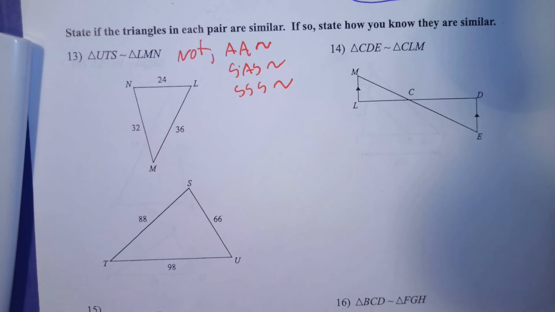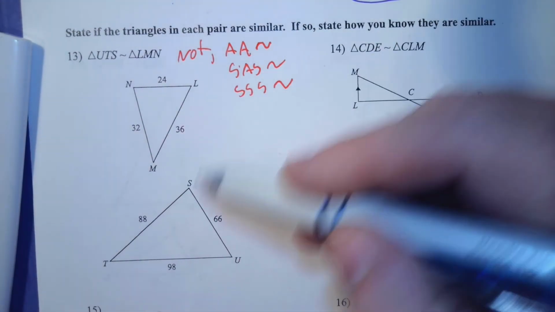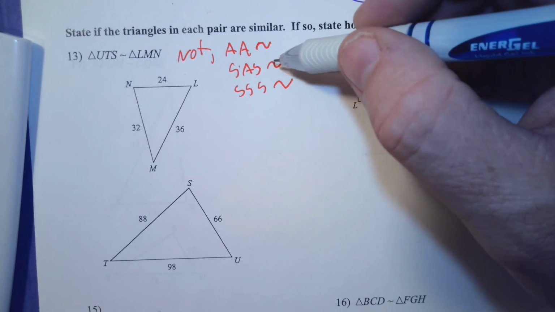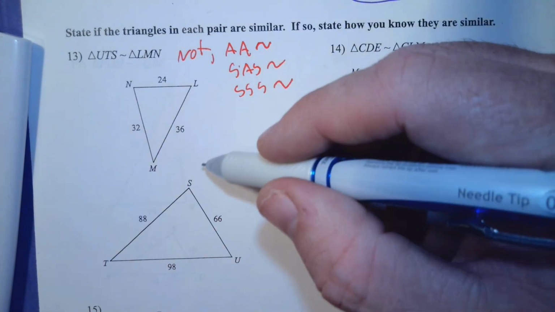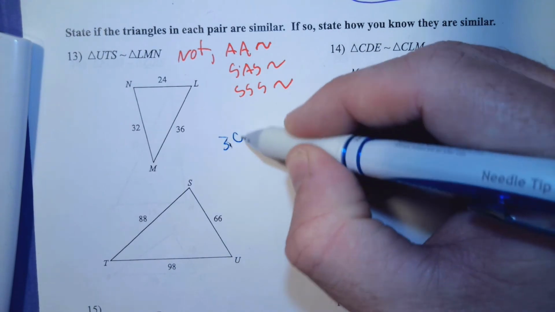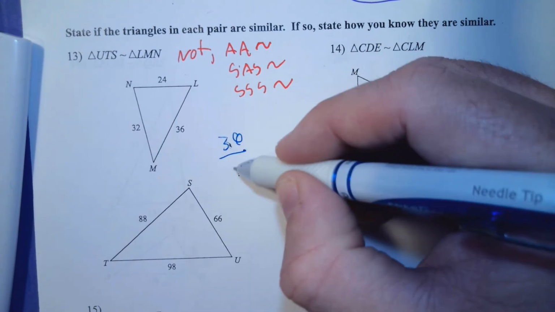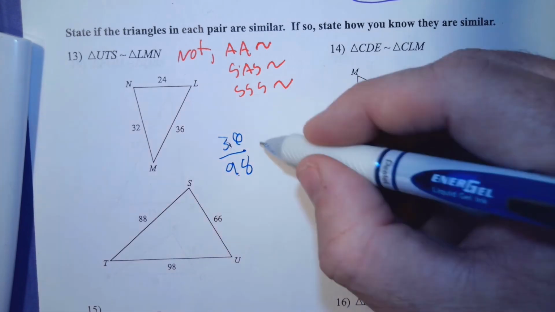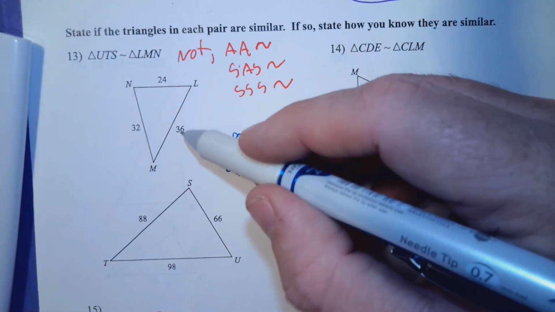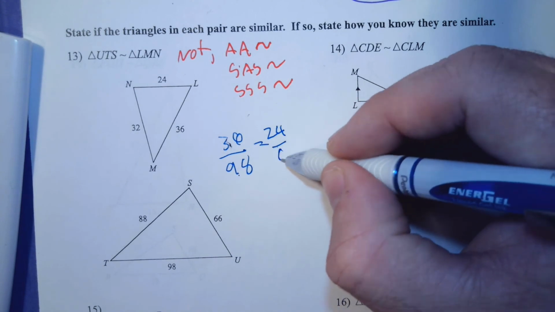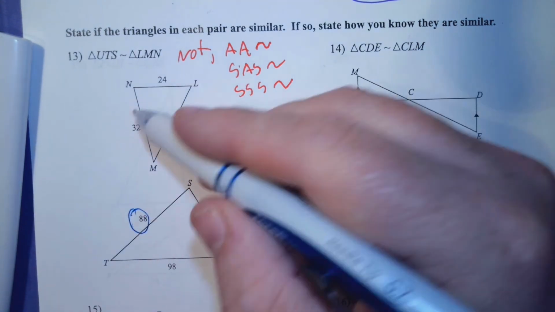So let's look at this. Well, I don't see any angles given on any of these triangles, so it's not going to be AA or SAS. So I'm just going to have to do, okay, I'm going to start with big, which is the biggest here, 36, and big. Then we'll do the small, which is small. So small is 24, small is 66, and then I'll do whatever's left.